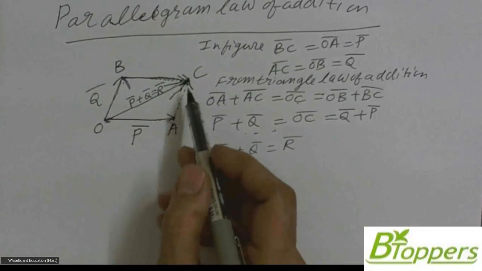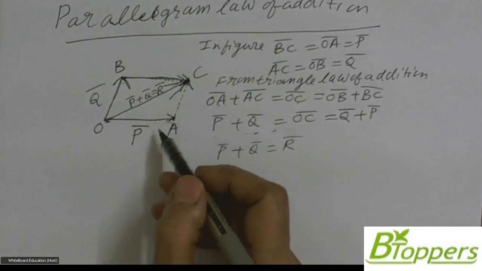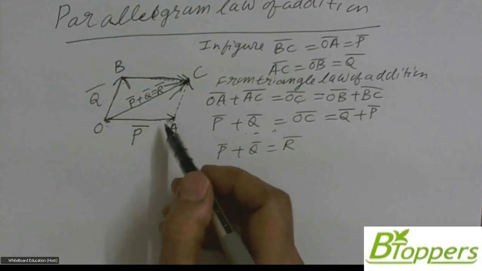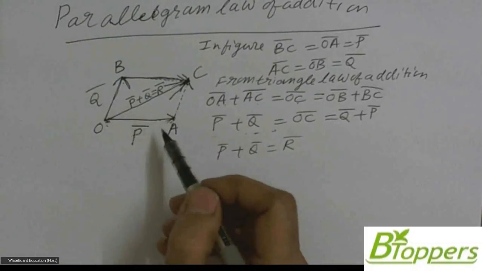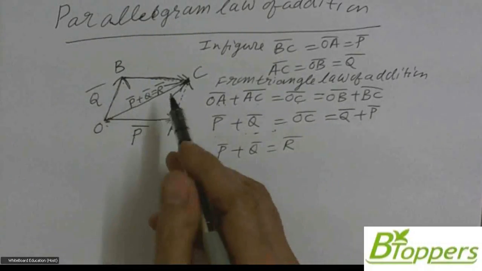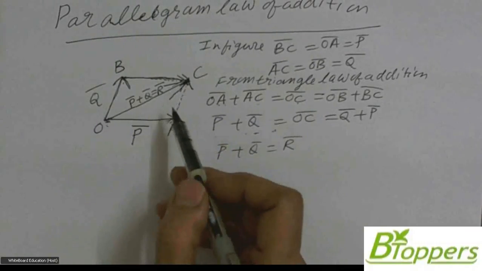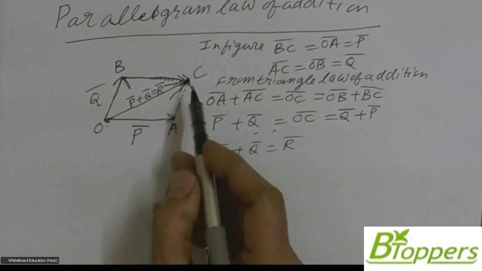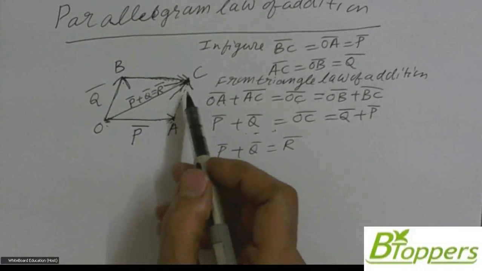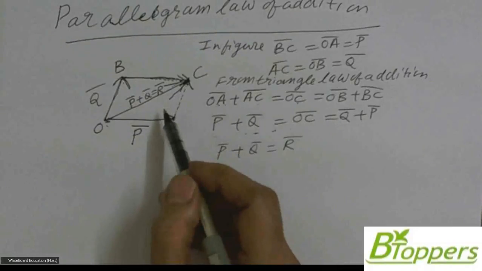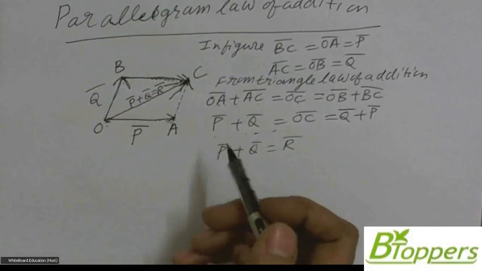So we can give the statement of the parallelogram law of addition of vectors in this way. If two vectors are graphically represented by the adjacent sides of a parallelogram, such that the tail of one vector is attached to the tail of the other vector, then the diagonal of the parallelogram passing through their point of intersection represents their vector sum or resultant, both in magnitude and direction, with the tails of the vectors coinciding with each other.